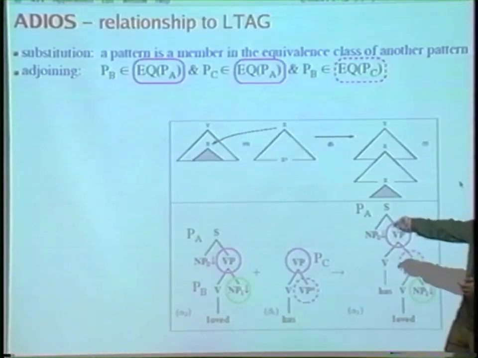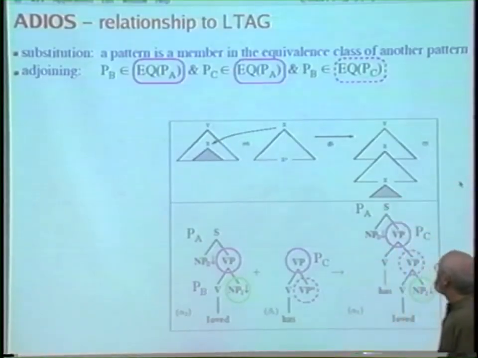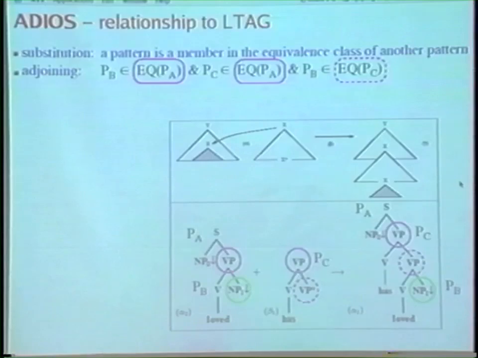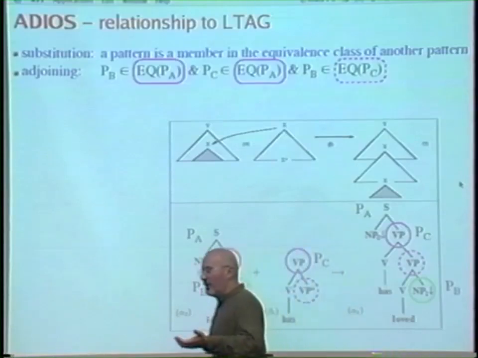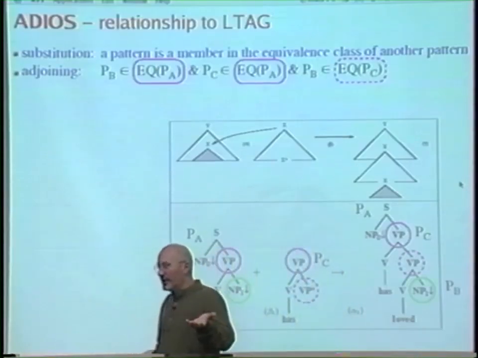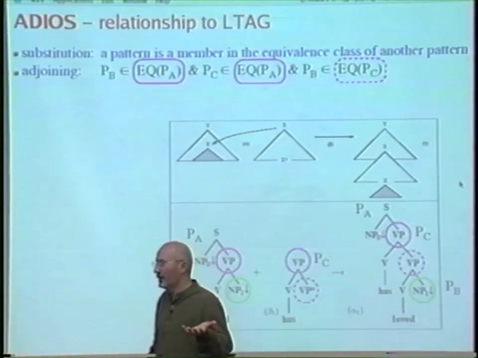So this is a standard diagram showing adjoining in a tree adjoining grammar, and I try to express here in terms of our patterns and equivalence classes the relationships that would allow me to claim that this thing is adjoinable to that one and so on. In principle, this can be discovered by a subsequent stage looking at the patterns already extracted. In fact, I have a student now trying to do just that, but we don't have any results about that yet.